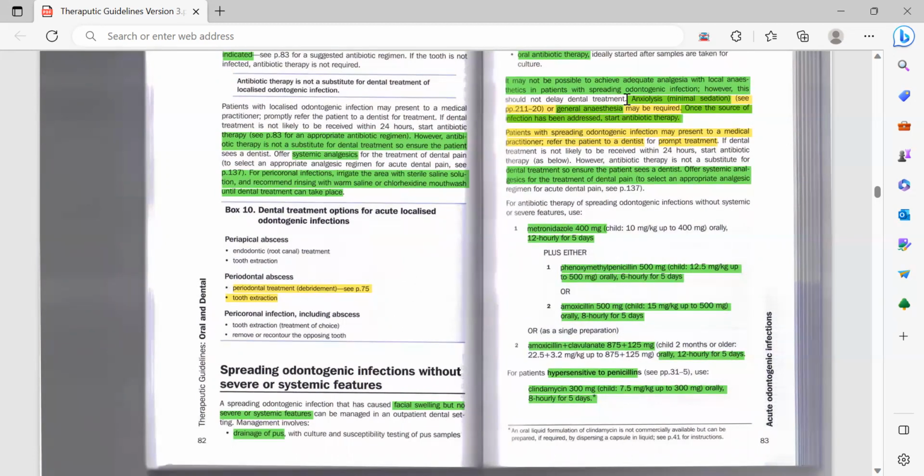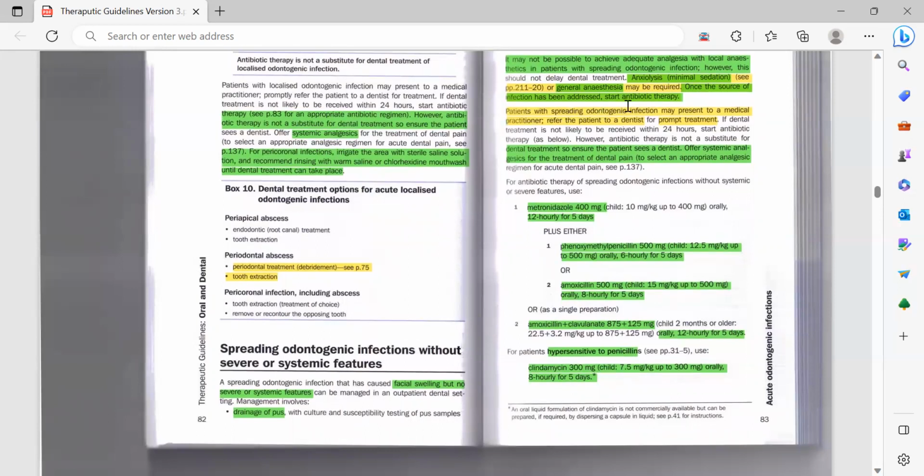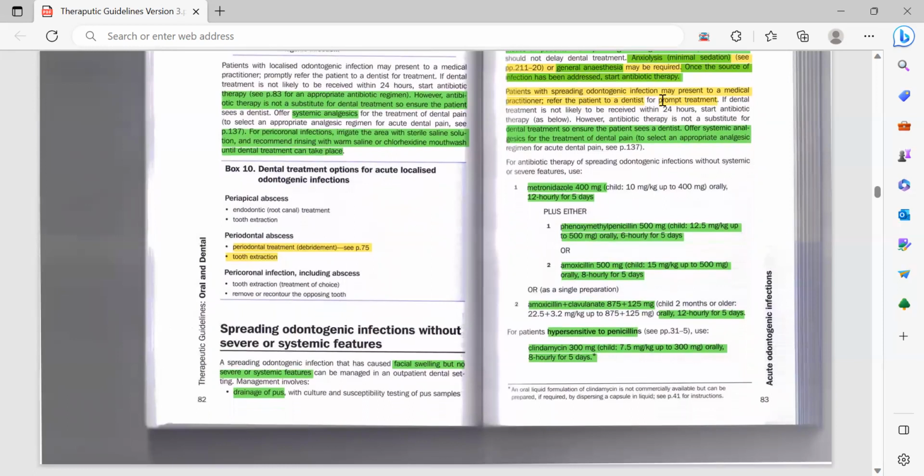What other approaches can you try? First of all, you can give a sufficient amount of LA to the patient. You can give more LA, or there are certain other strategies which include anxiolysis, which means minimal sedation technique, or general anesthesia may be required. Once the source of infection has been addressed, then start the antibiotic therapy.